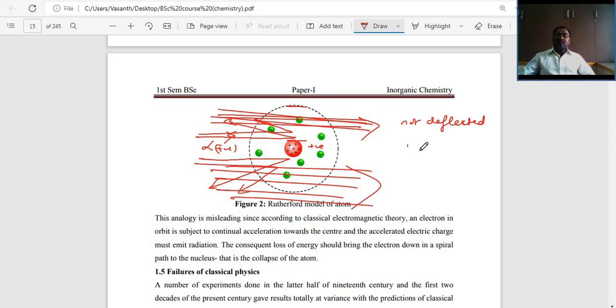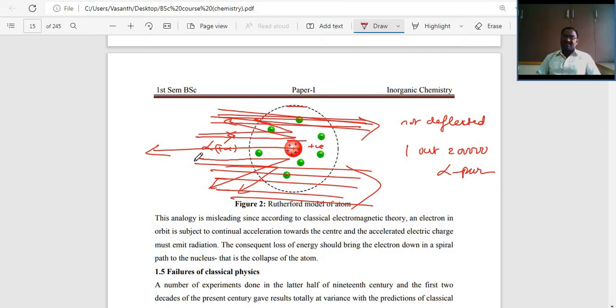And 1 out of 20,000 alpha particles is rebounded on the same path or same track, because the nucleus has mass and occupies some space. When the alpha particle falls directly on the nucleus, it is rebounded on the same track.